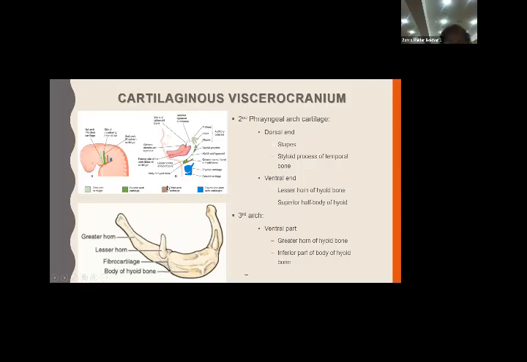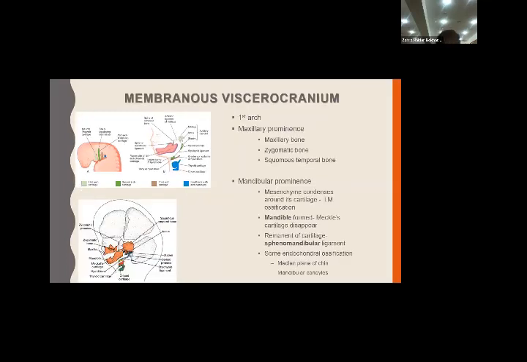Third arch brown में देखिए, ये आपकी KLM की drawing है. Third arch is in brown. Third arch develops into this greater horn and lower half of the body of hyoid bone. ये greater horn and lower half of the body of hyoid bone. ये सब bones developed by intracartilaginous ossification. अब कौन सी bone है जो intramembranous ossification से develop होती है?